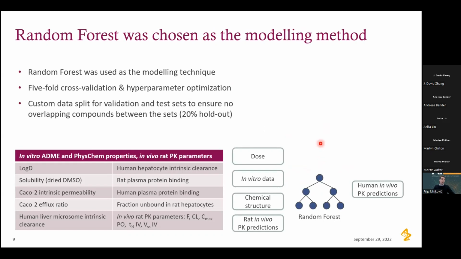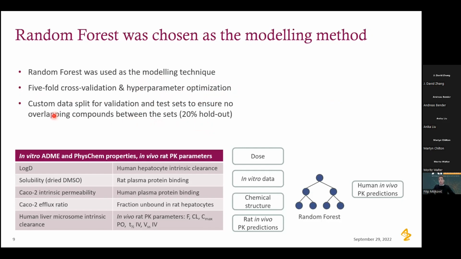We tried several machine learning methodologies. They more or less gave the same or equivalent performance. We chose random forest as the modeling method, and this was what we reported in the paper. We used fivefold cross-validation on 80% of the data that we designated as training data, and this data was also used for the hyperparameter optimization. And then the finally derived models with the optimal set of hyperparameters were used to assess the 20% of the data that were taken as a holdout test set.